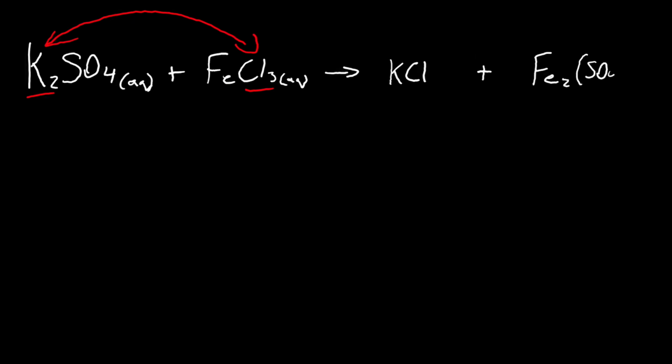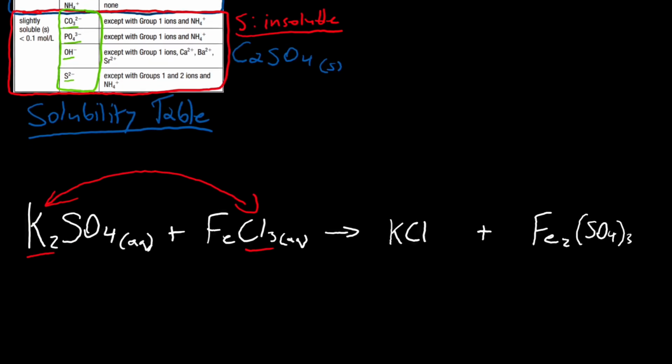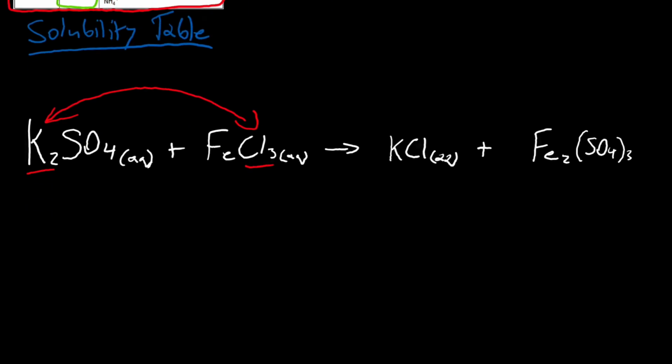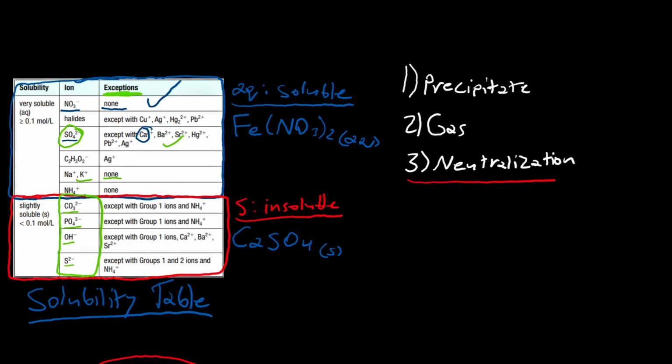Now let's check the solubility of these compounds. Well, we can see that this compound includes potassium, and also that there are no exceptions to potassium being soluble, so we can write AQ for this compound. But what about iron sulfate? Sulfate is also an ion that is known to be very soluble, and looking at the exceptions, iron 2 is not present, meaning that this compound is also soluble, so we would write AQ next to this. Now, does this demonstrate one of the three properties for a double displacement reaction? It's not a neutralization reaction, we'll get to that in a second.